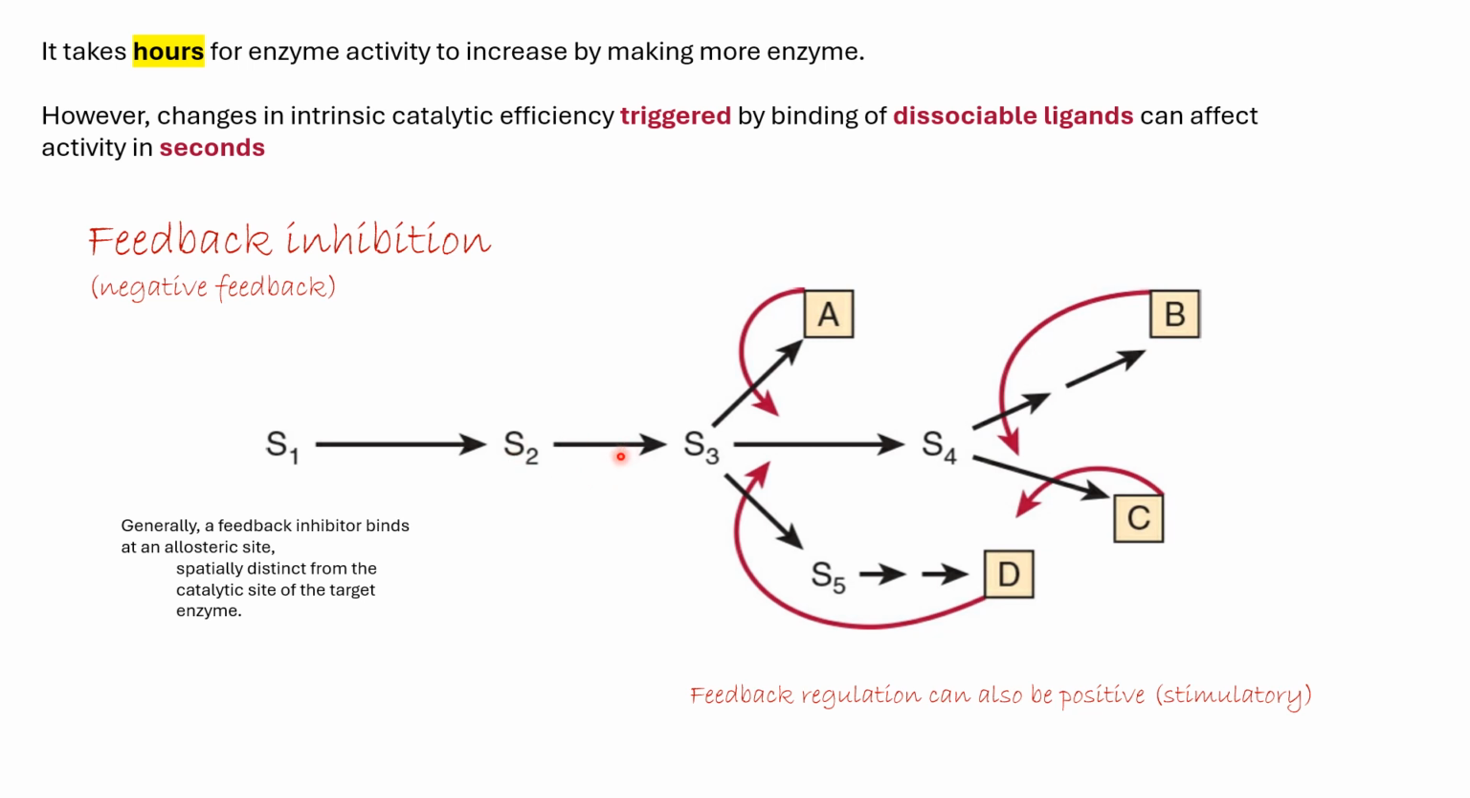So an enzyme which converts S3 to A has an active site which can recognize and bind S3. A very commonly binds to another place on the enzyme, and this can give us changes happening within seconds. This example is a negative feedback, but it's possible also to have a stimulatory or positive feedback. But negative feedback is a much more common phenomenon within our metabolic pathways.